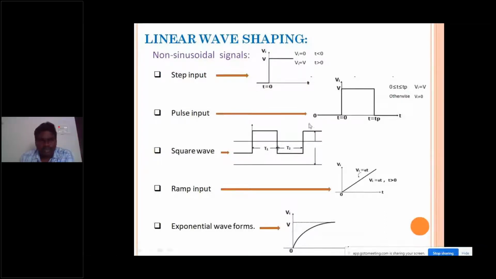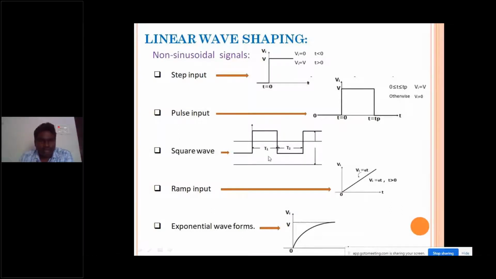Now you can see the pulse input. This is the pulse input we are applying as an input to this linear network. When you are applying this pulse input, it almost seems to be like a step signal up to this point. So for the time less than tp, this almost seems to be like a step signal. But at t equal to tp, the input signal suddenly falls to 0. Then this resultant signal is called pulse input. While you are applying this pulse input to a linear network, we are simply analyzing this with the step input signal. That is important.